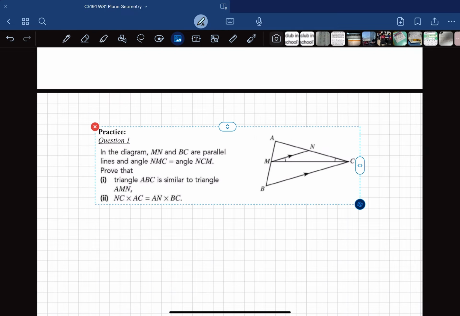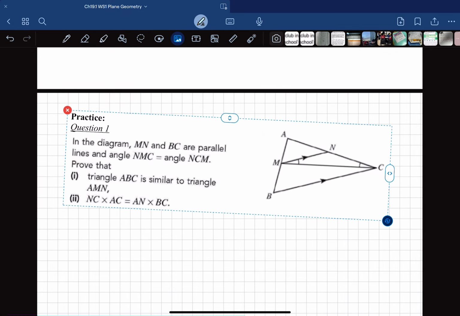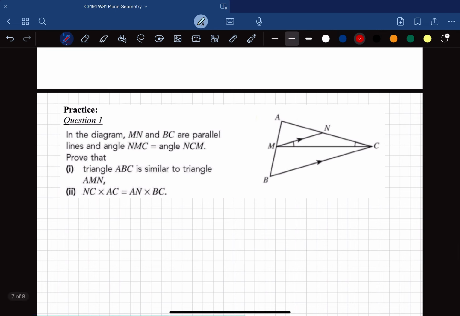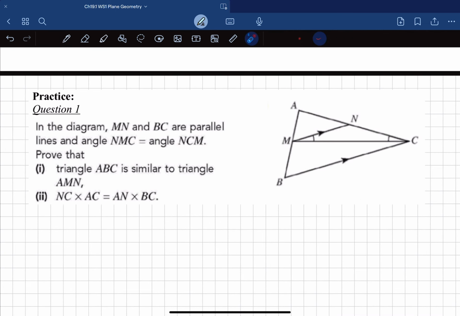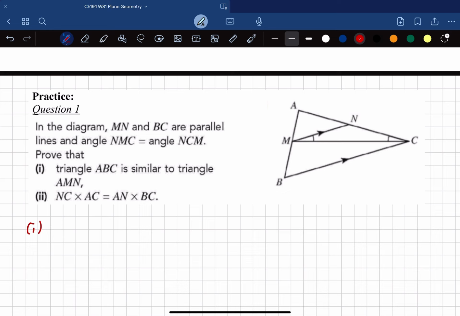So let's look at practice question 1. For this part, we are given this diagram, and MN is parallel to BC, and they say that these two angles are the same. So for part 1, prove that triangle ABC is similar to triangle AMN. If I want to highlight this, triangle ABC is this big triangle over here, and triangle AMN is this triangle here.